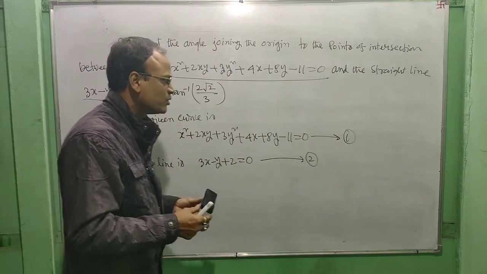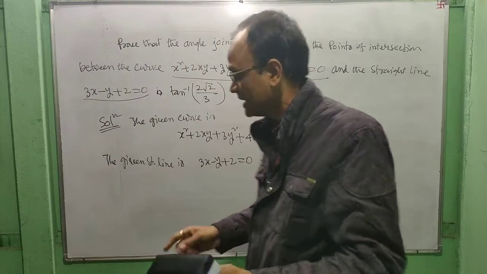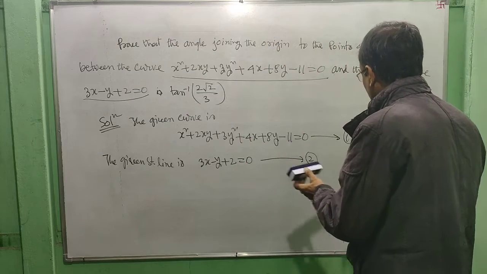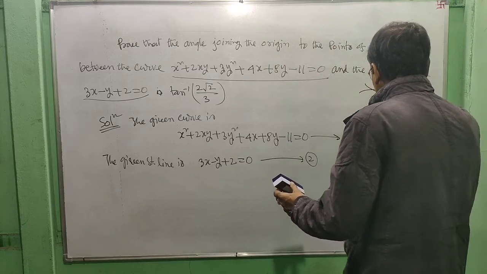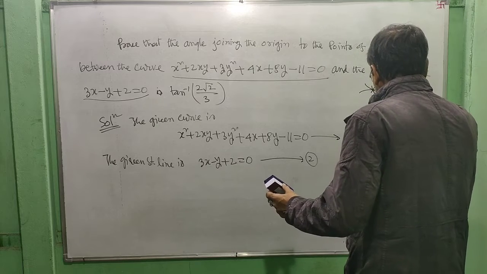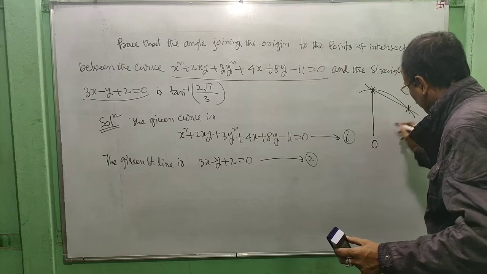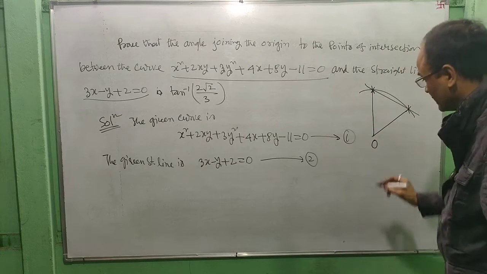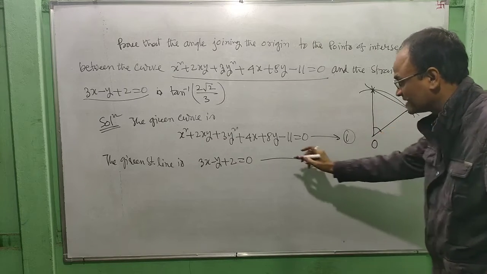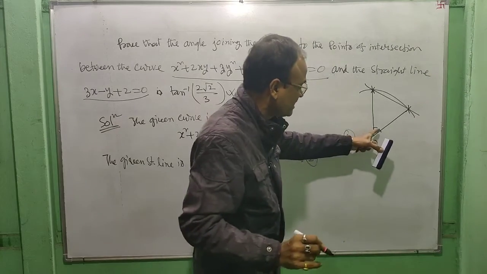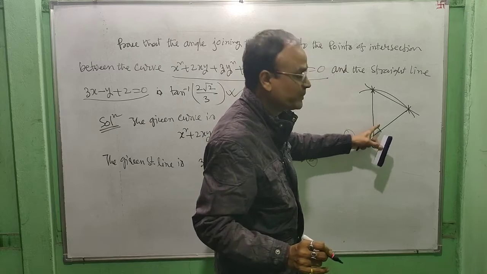Now notice one question. This is a curve, this is a straight line. It will cut in 2 points. Suppose this is origin. We will join the origin to the points of intersection. We have to show that this angle is tan inverse 2 root 2 divided by 3.